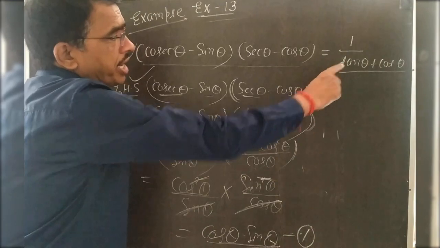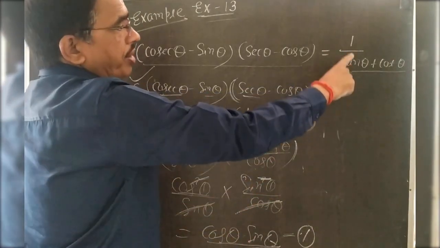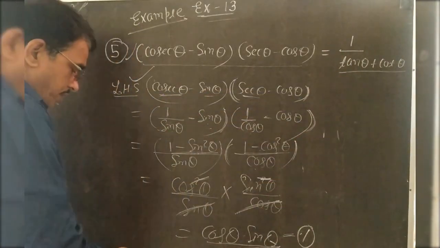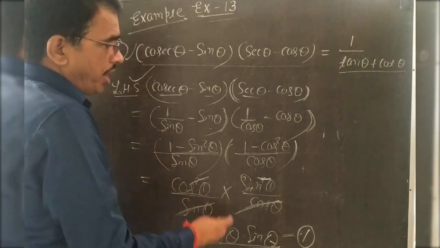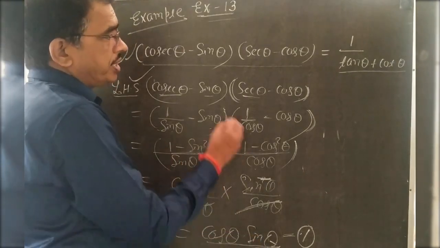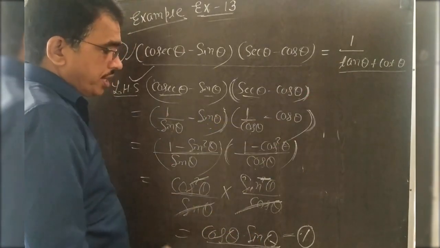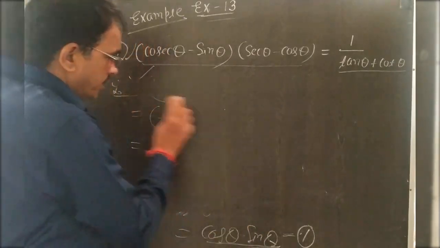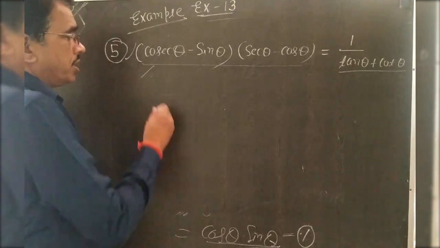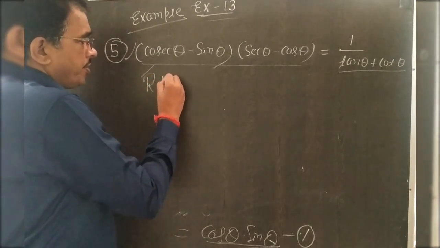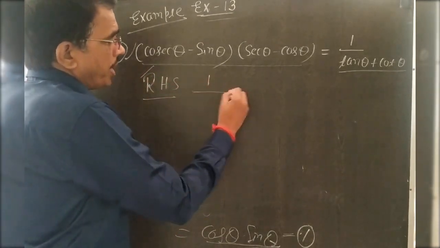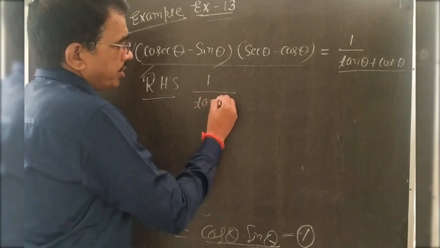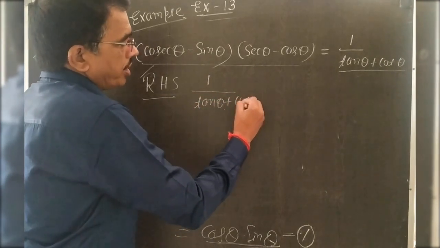But it is not in RHS. RHS is 1 by tan theta plus cos theta. So dear students, if you have any types of problem that you can't get the RHS, then you try to solve your RHS. What is RHS you have? So try to solve RHS. RHS is 1 by tan theta plus cot theta.